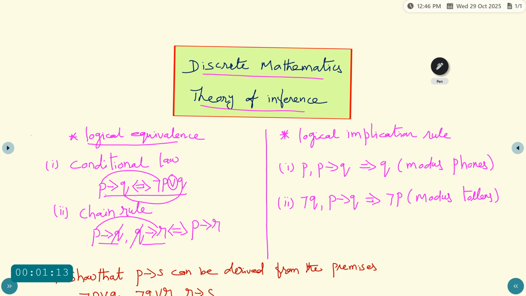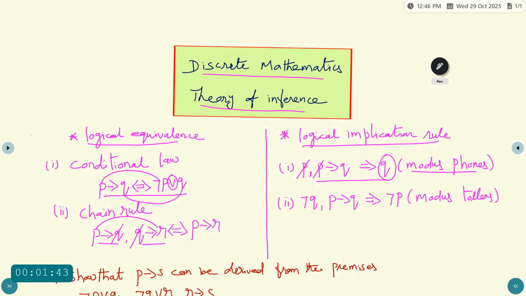Next, another important concept is the logical implication rules. So what are the logical implication rules? They refer to expressing a conditional statement; it is a logical equivalence. The first one: P, comma, P implies Q can be written as Q. This is called modus ponens. P and P cancel, and the remaining is Q. So Q is one of the rules for logical implication.